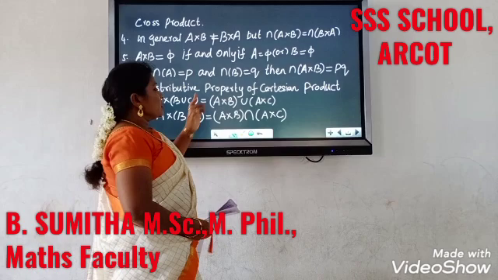And next, A cross (B union C). A cross (B union C) is nothing but the value of A, {2, 3}, cross the value of B union C, {0, 1, 2}. Therefore, A cross (B union C) is equal to, we have to write in sequential form, (2, 0), next (2, 1), next (2, 2).